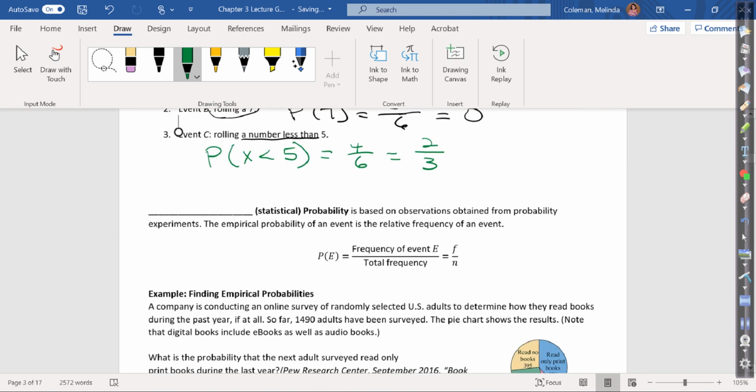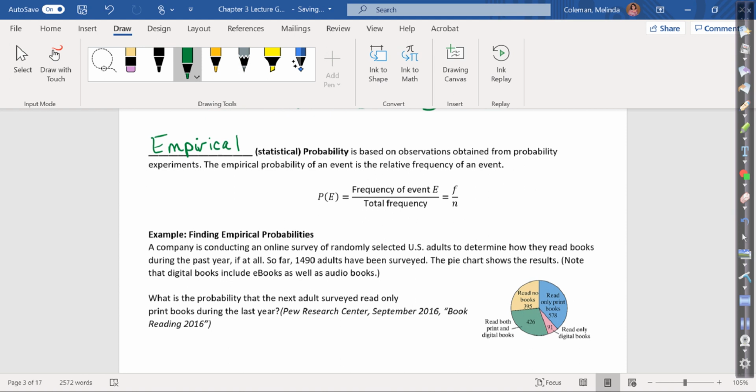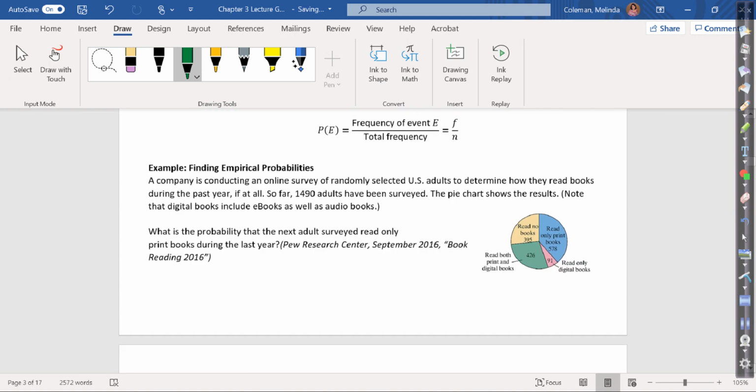Statistical probability is also called empirical probability. And this is based on observations obtained from probability events. The empirical probability of an event is the relative frequency divided by the total frequency. So this is going to be more when you're surveying people, or when you're doing things where you don't have the exact number, but you're using data or you're using statistics to get you the probability.